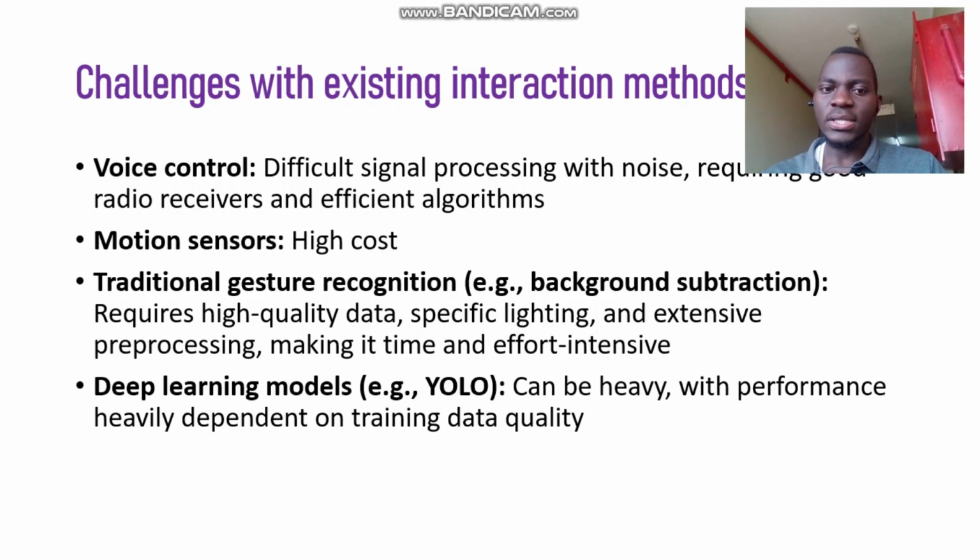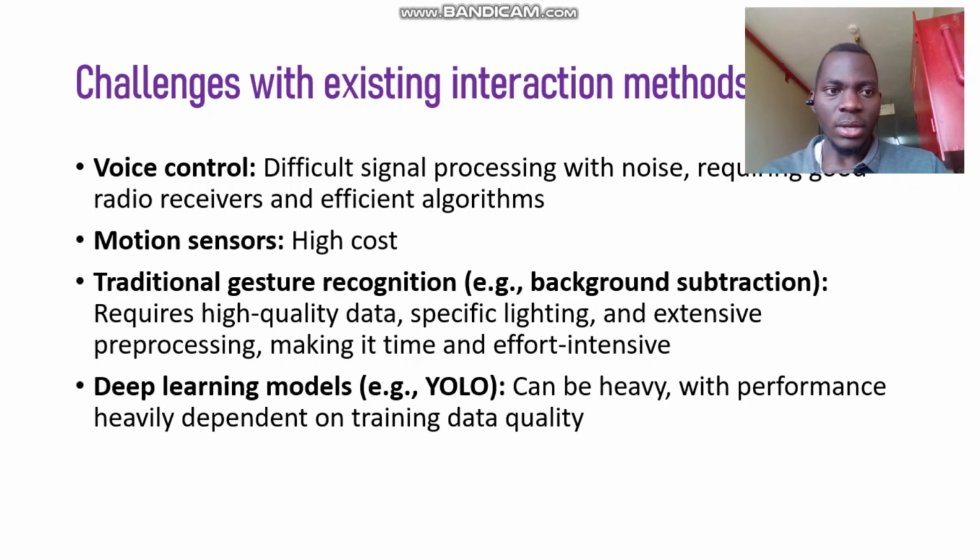Then the motion sensors, let's say some rings they use, the upper ring can control some things. These motion sensors are expensive; the technology of motion sensors is expensive. Even the traditional gesture recognition systems that are available require high quality data and also specific lighting. And they use extensive processing, which makes it not easy.